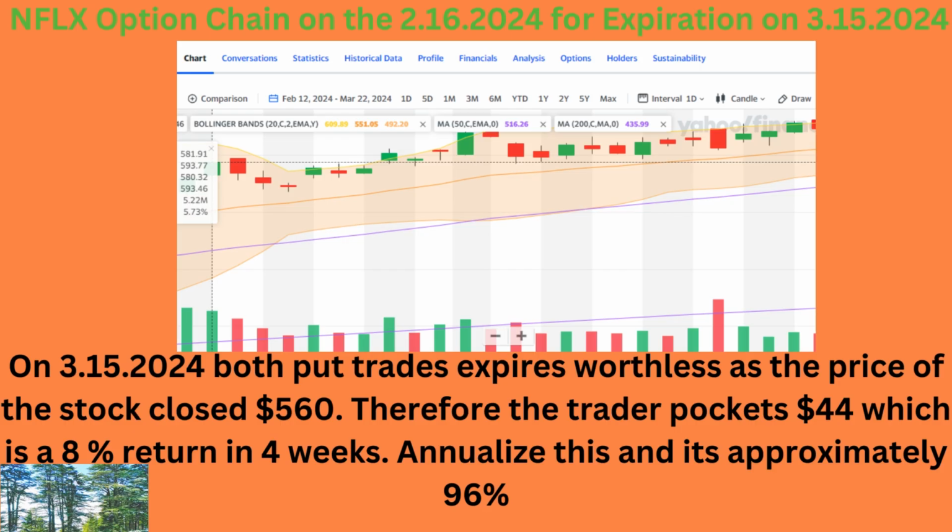On March 15th, the vertical put trade expires worthless, with a break even point of $504. The stock price closed at 560, and this allowed the trader to pocket $44, which is an 8% return in 4 weeks. If you were to annualize this, it would be approximately 96%. I'm super happy with that kind of return over a 12-month period. Super happy. You will be too.